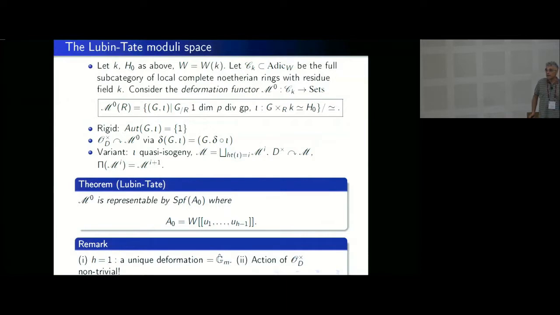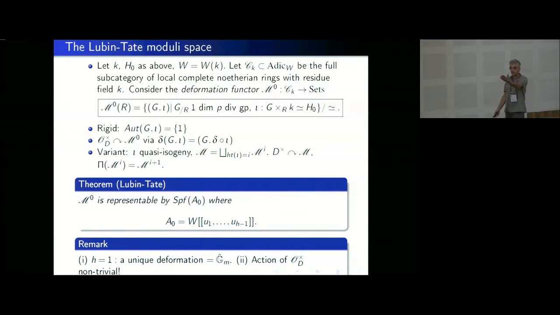Height was associated to things in characteristic p, but the reduction of G is H0, so that should be the height of G. Height was something that was associated in characteristic p, but the height of the reduction is H, yeah.